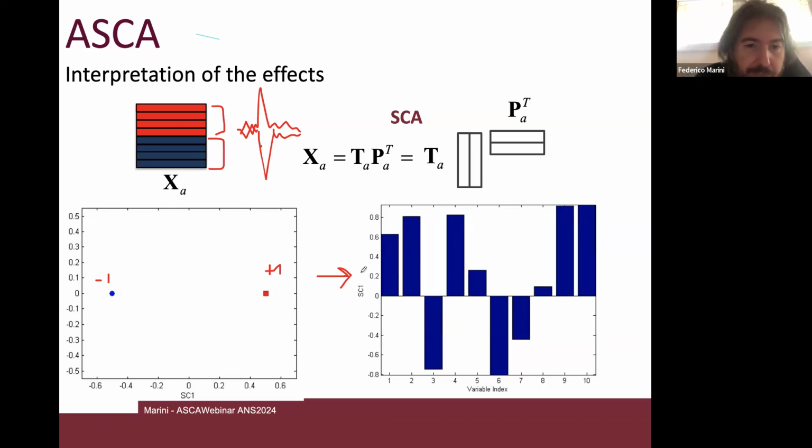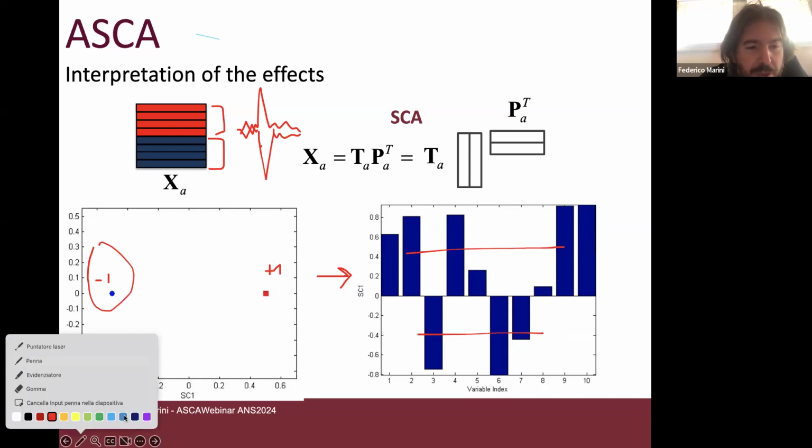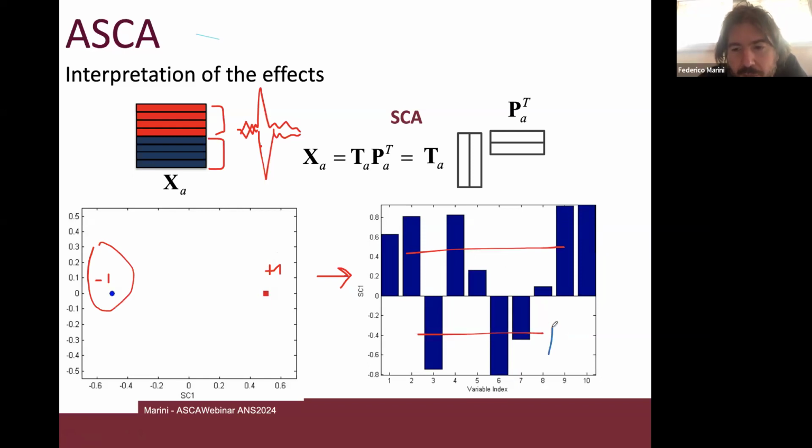But I have these scores and these loadings. Okay, what do I see? I see that if my factor A is at level +1, so if temperature is at 30 degrees, I have an increase of these signals with positive loadings and a decrease of these signals with negative loadings. When my temperature is at its lower level, of course, I get exactly the opposite. I will have a higher value of these variables, of these peaks, and a lower intensity of those peaks. So once I get this matrix, PCA interpretation is straightforward. And that is ASCA: ANOVA partitioning plus interpretation of the effects by PCA.